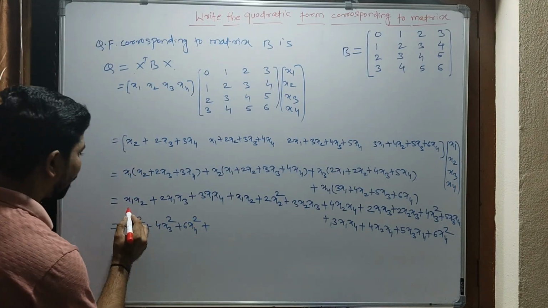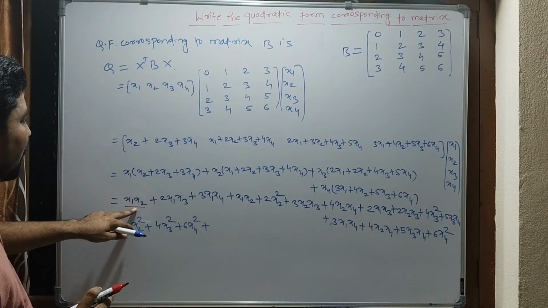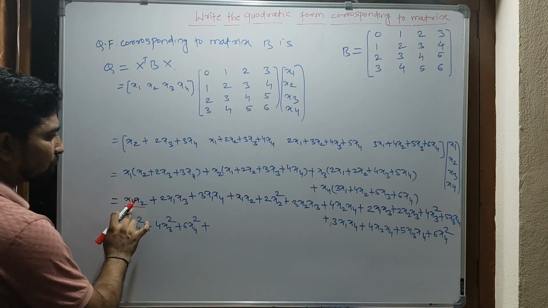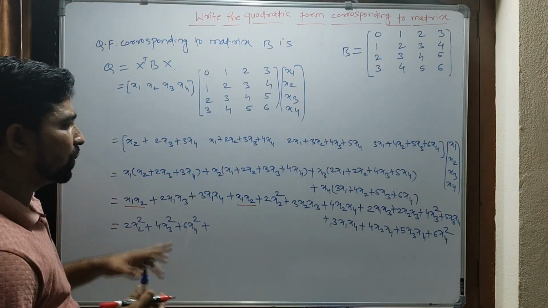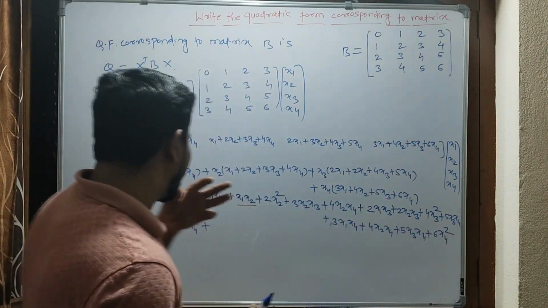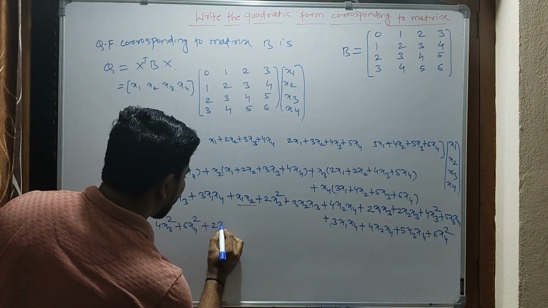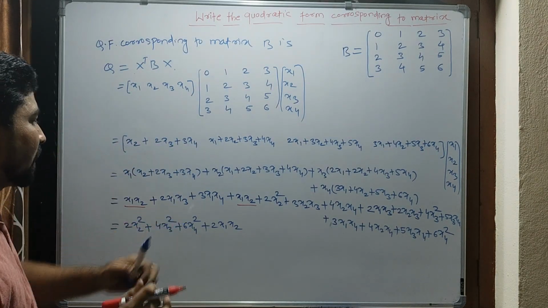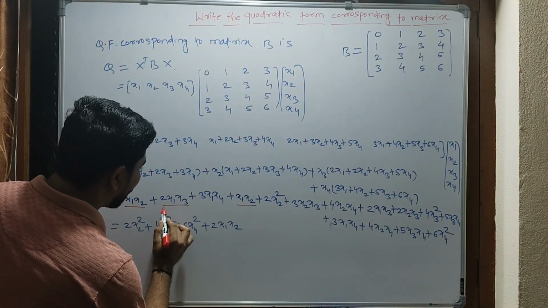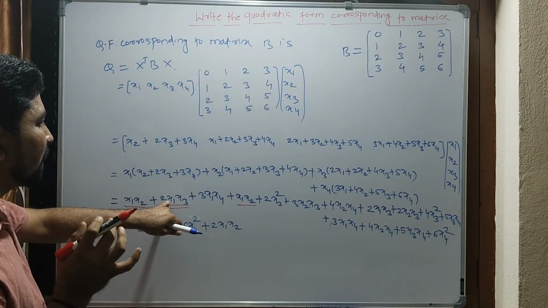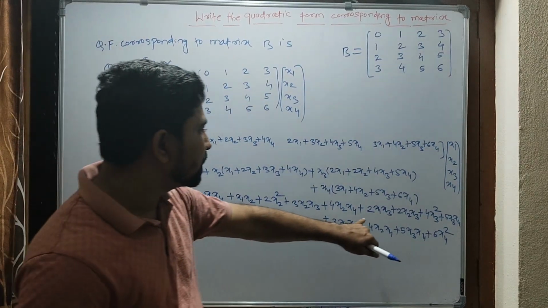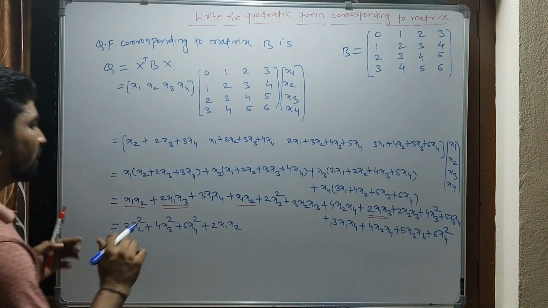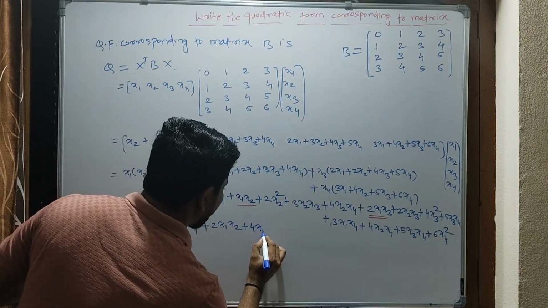Now x1 x2: I will underline it with one line. This is x1 x2, and we can find x1 x2 nowhere else, so it is 2 times x1 x2. Now x1 x2 is covered. Next x1 x3: I will make a double underline. This is 2 times x1 x3. Now find another x1 x3, which is also 2 times x1 x3. I will make a double underline with red pen. So this is plus 4 times x1 x3.